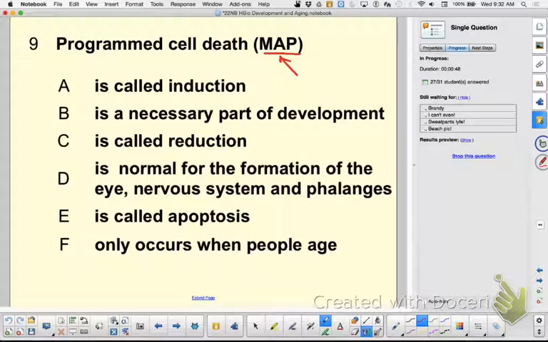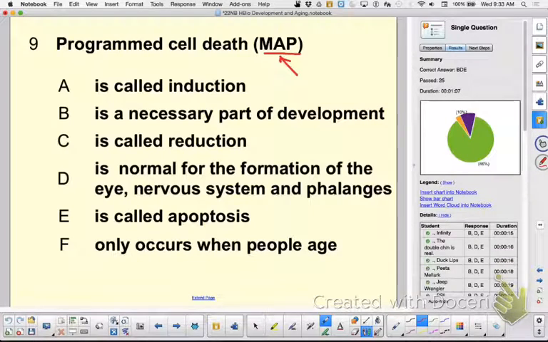Is this a man or a map? Map. Yes, but even more, is it a man? Are multiple answers necessary? Yes. I said multiple answers are possible, but are multiple answers necessary? Yes, they are. Okay, 86% of you got it. That's good. Yeah, so it is necessary for normal development.